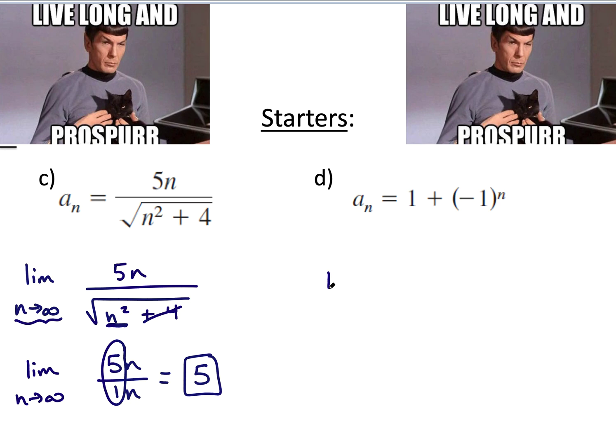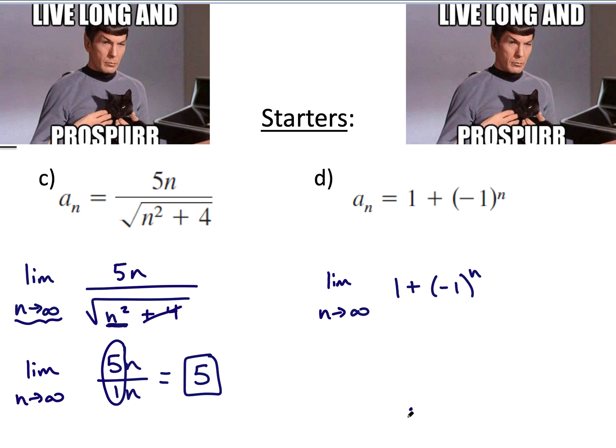Now how about this last one? Here I have the limit as n goes to infinity of 1 plus negative 1 to the n. But then what I notice is if I take negative 1 to a large positive power, that's going to alternate, won't it? If I pick an even power, it would give you 1 plus negative 1 to an even, which would be 1 plus 1, or 2. But if I have an odd exponent, then 1 plus negative 1 to an odd would be 1 plus negative 1, which would be 0.